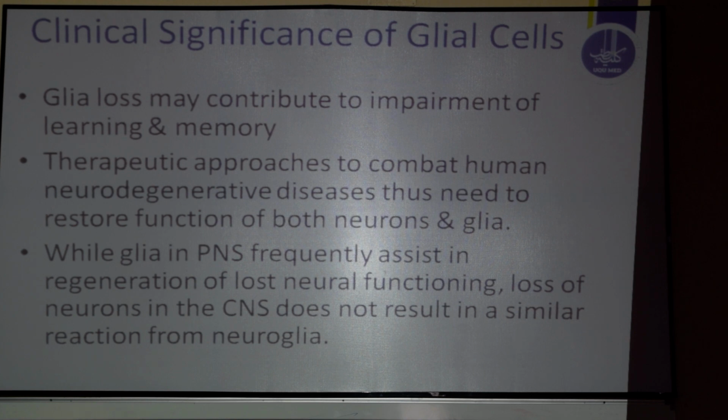You know the neurodegenerative disease. Glia and the peripheral nervous system frequently help in regeneration of lost neurofunctions. Loss of neurons in the central nervous system does not result in a single reaction. In the future, maybe in the central nervous system, glial cells might be much more important. But for the peripheral nervous system, huge work has been done, and when we need regeneration, we can do it to some extent. But the central nervous system is more complicated, and its diseases are more complicated. So with time, we will know the role of glial cells in the clinical setting.